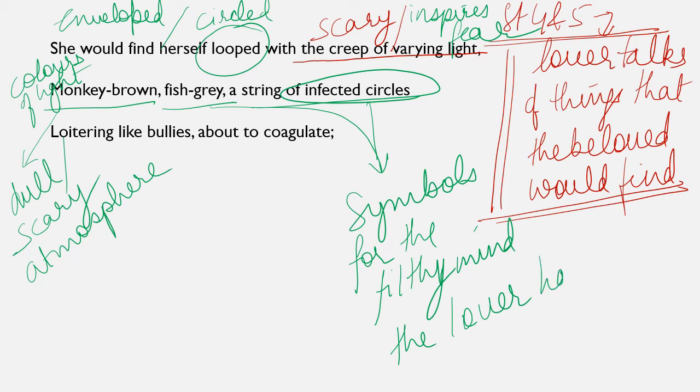वो अपने ही माइंड के बारे में बात कर रहा है कि उसका माइंड जो है उसमें इस तरह की डरावनी लाइटिंग है. कहने का मतलब है कि उसका माइंड बिल्कुल भी वेलकमिंग या ब्यूटीफुल नहीं है. बहुत ही फिल्थ और डर्ट और वेस्ट उसके अंदर भरा हुआ है. Loitering like bullies about to coagulate.